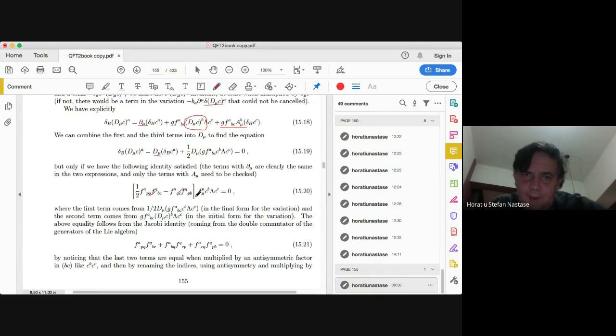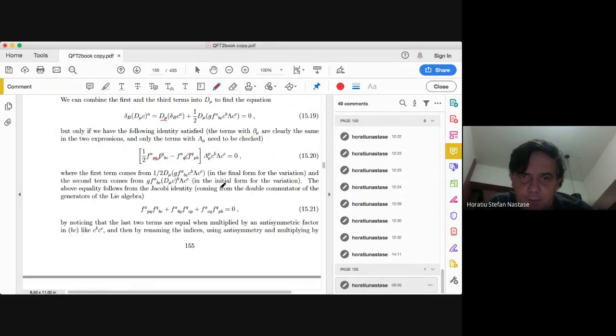Now, how do I find this relation? So you see, the first observation is that I have multiplication here with C_B lambda C_C, but I remember that C and lambda are anti-commuting objects. So actually, interchanging the indices B and C gives me a minus sign.